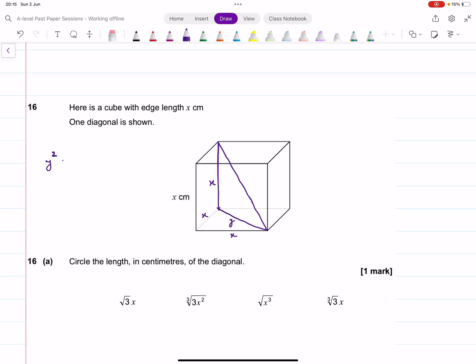What is y going to be? It's a right angle triangle, right? y square equals x square plus x square. y square equals 2x squared. And now we make use of this right angle triangle, the other one that I've drawn there. This is also a right angle triangle, with a right angle here. Now, let's call this D, the diagonal. D square equals x square plus y square.